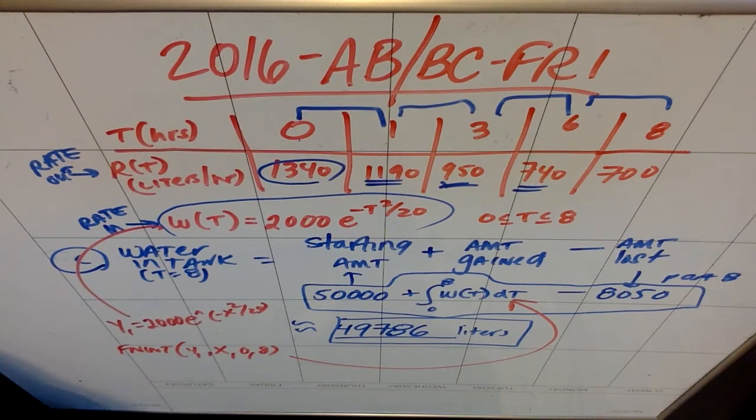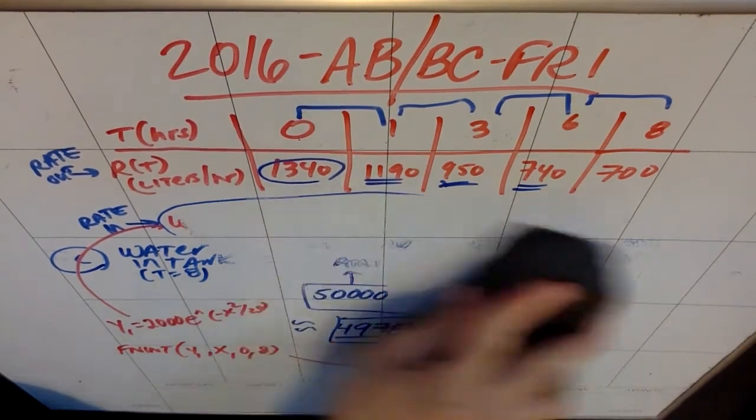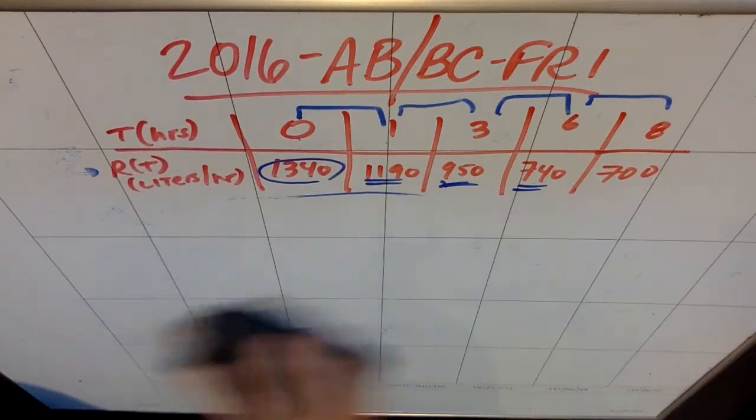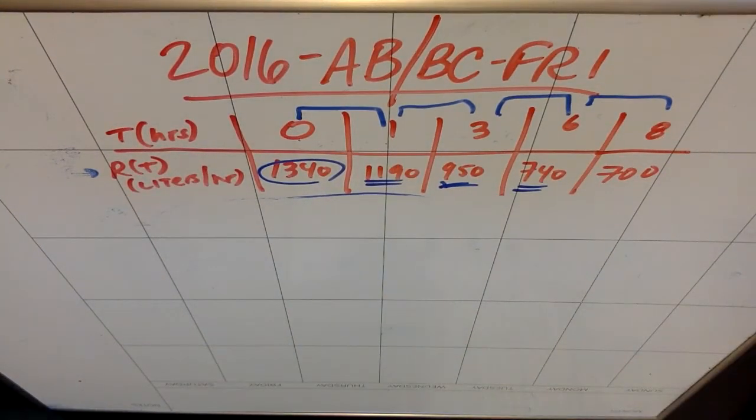All right, last part D. For 0 to 8, there is a time t when the rate at which the water is pumped into the tank is the same as the rate at which the water is removed from the tank. Is there? Explain why or why not. Okay. So what they're asking is, is there a time?